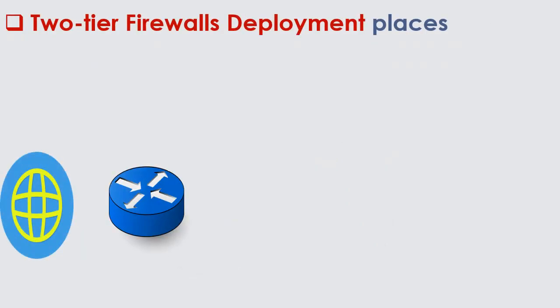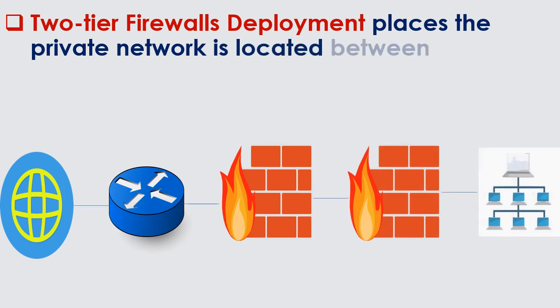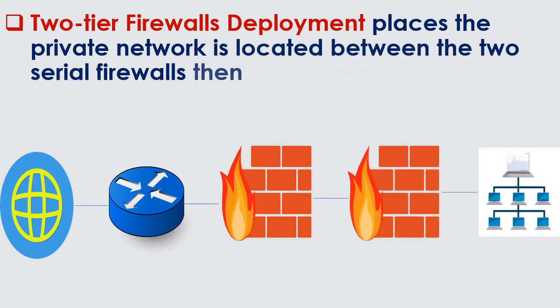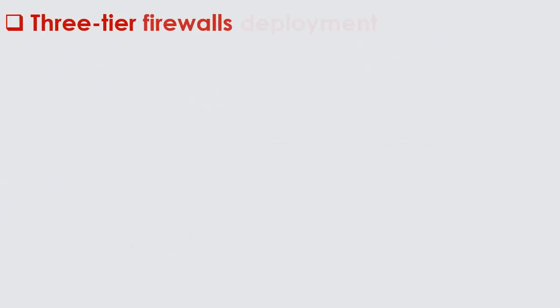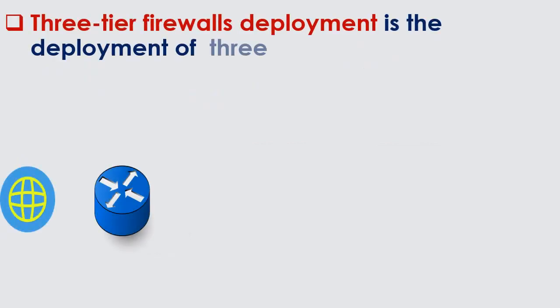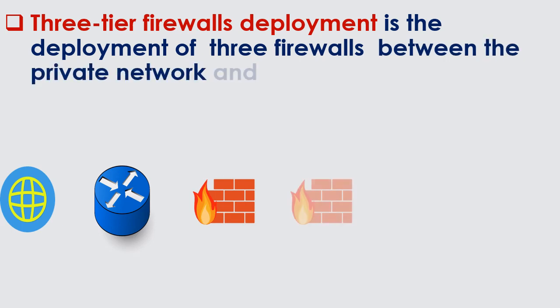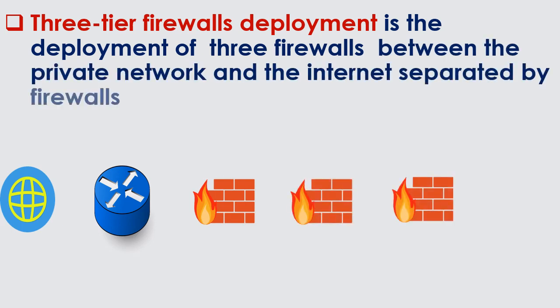Two-tier firewall deployment places the private network between two serial firewalls, then connected through a router to the Internet. Three-tier firewall deployment is the deployment of three firewalls between the private network and the Internet, separated by firewalls.